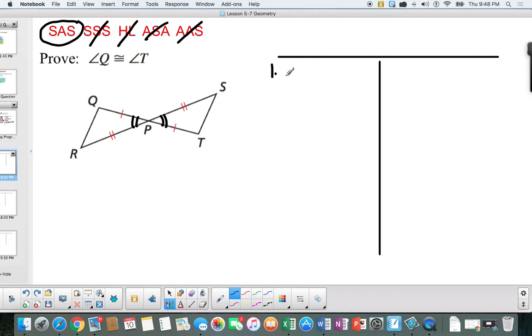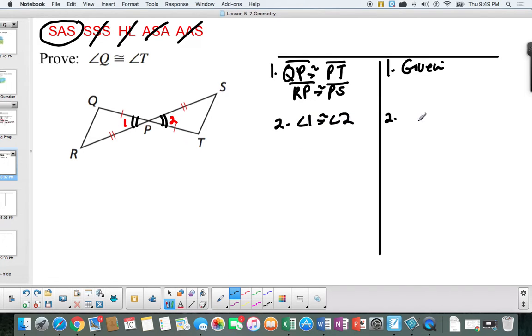So step one is to write down what I see given, QP congruent to PT and RP congruent to PS, and that's the given. Step two, we get some vertical angles, and I'm going to label that angle 1 and angle 2. So I'm going to say angle 1 is congruent to angle 2. Vertical angles are congruent. And now I have my SAS, and I'm going to be very careful with my letter order.